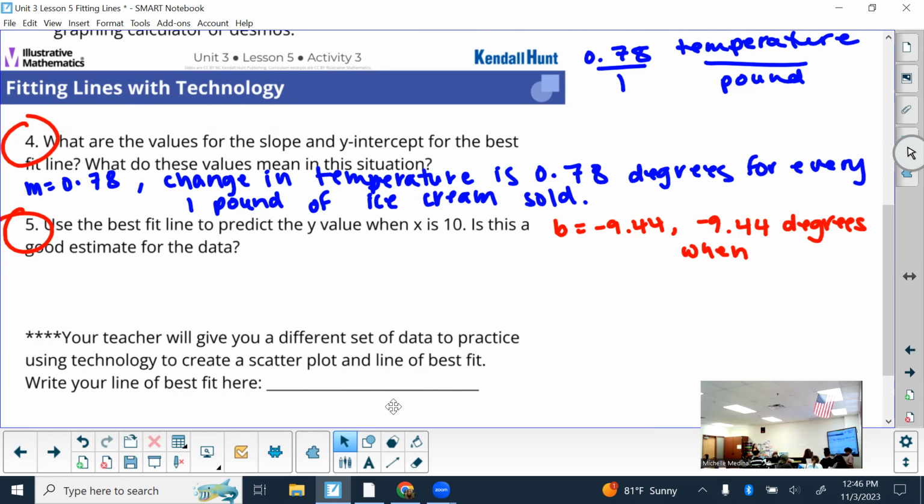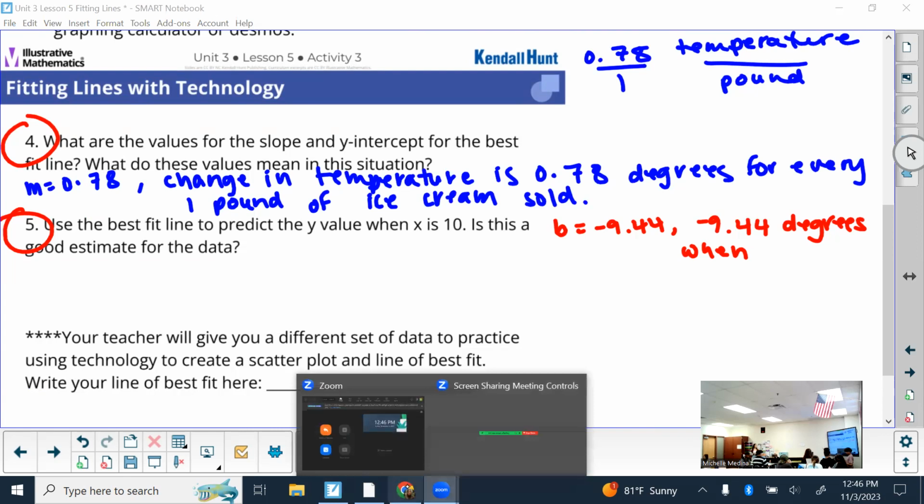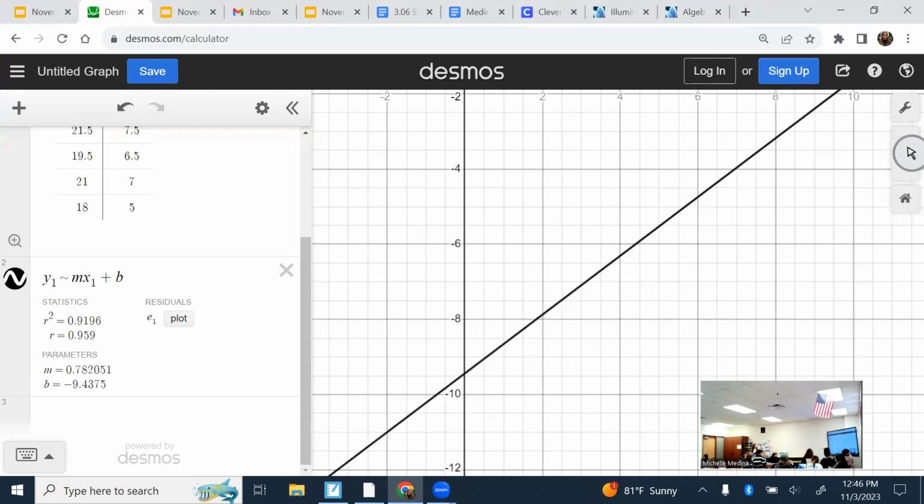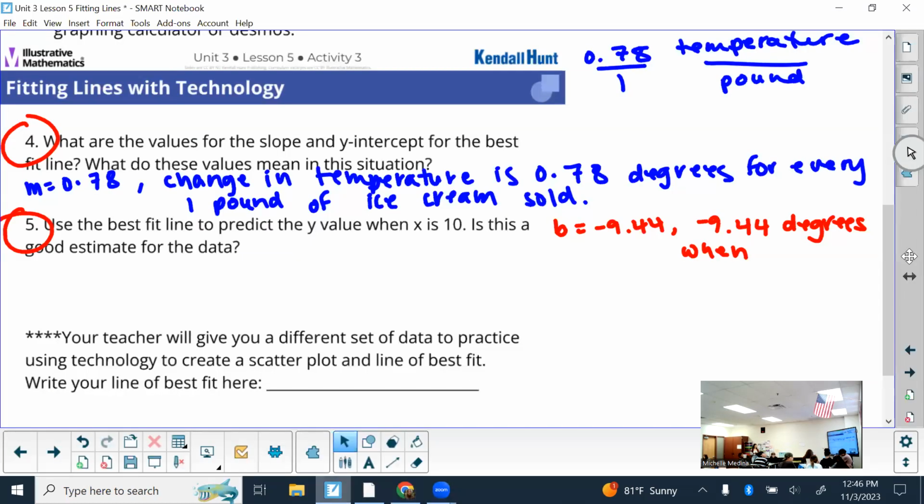So let's see, maybe on the graph it will be better. The one that has it where the y-intercept is actually showing. So let's look at the graph, everyone. So that's our y-intercept, right? X is for pounds of ice cream sold. How many pounds of ice cream were sold when it's about negative 9 degrees? None. So when 0 pounds are sold is when it's that temperature outside. Make sense, everyone? Okay, so negative 9.44 degrees when 0 pounds of ice cream is sold.